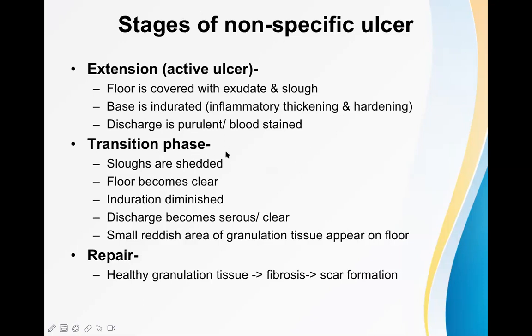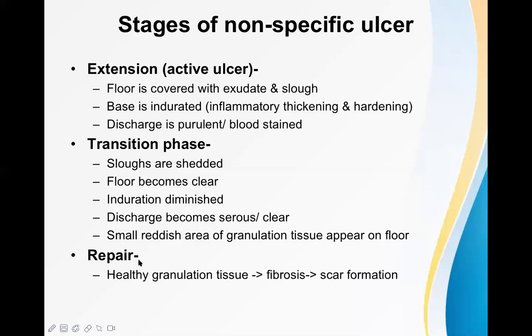Whereas in the transition phase, now it is going towards the healing phase, sloughs are already shed. The floor becomes clear now. There is no dead and devitalized tissue there. Induration is diminished because the inflammation is slowly decreasing. Discharge becomes serous or even clear. In the beginning, it was pus or blood, which is known as serosanguineous or sanguineous discharge. Later on, it is clearing now. And a small reddish area of granulation tissue appears on the floor. You see this? This granulation tissue is becoming more healthy than before.